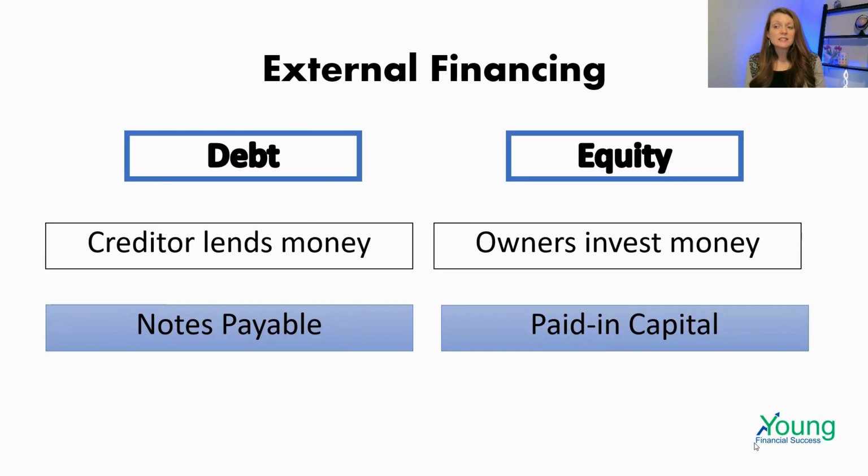If it's debt, the creditor is lending money. That would create a liability, which typically is going to be reflected as a notes payable. Or we're going to have equity. This is external financing coming from owners that want to invest money in the company. So we're going to see this as paid in capital. We are going to typically see that show up as common stock, or as additional paid in capital for common stock.